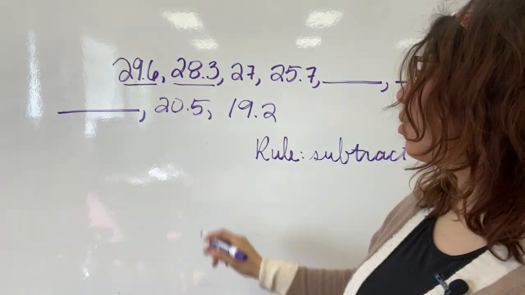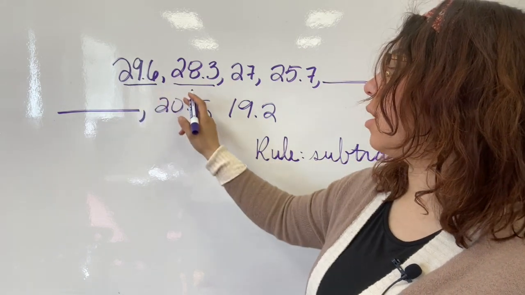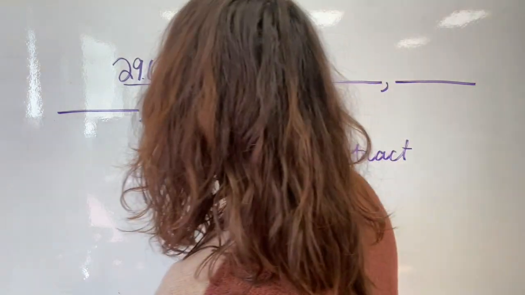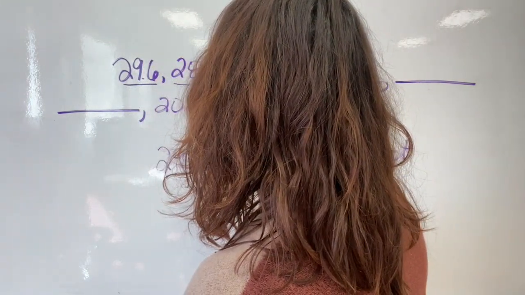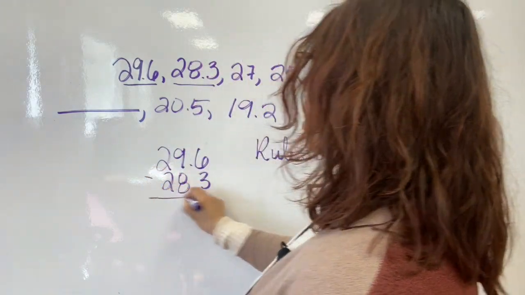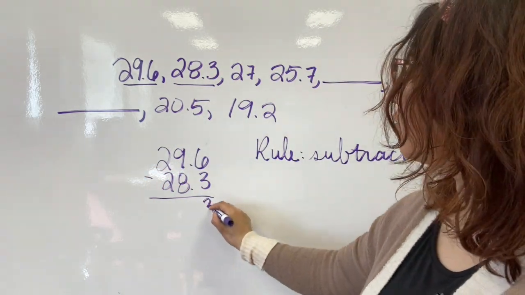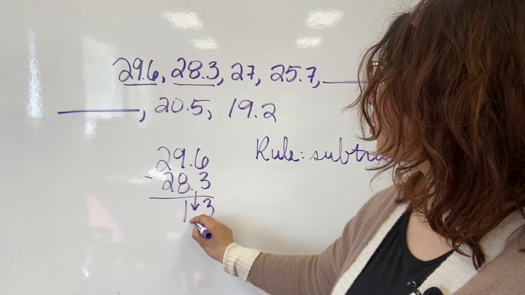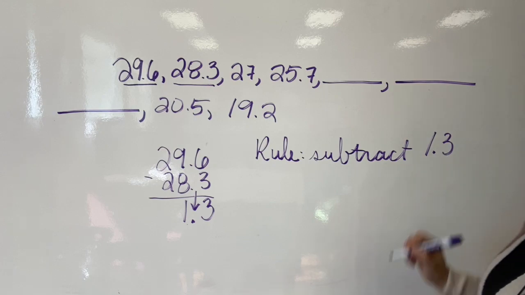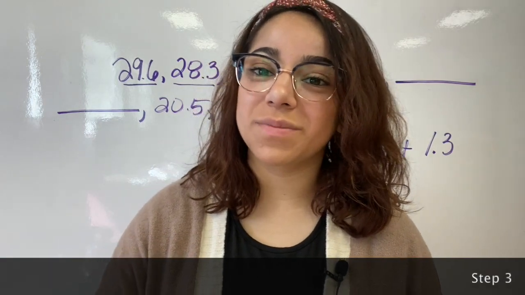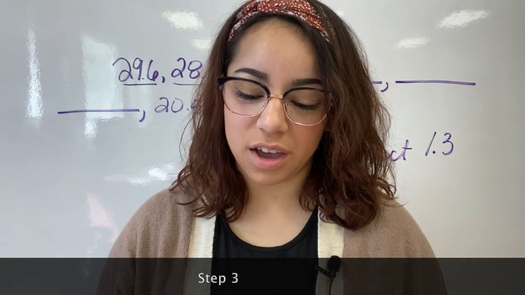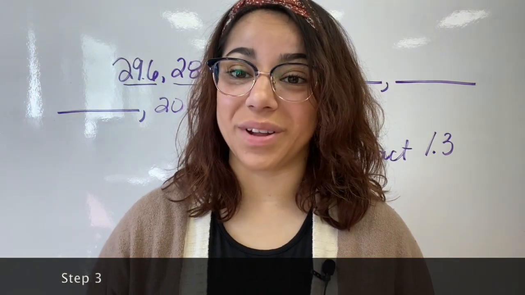To figure that out, we're going to take our bigger number and our smaller number, and we're going to subtract our smaller number from our bigger number. So I'm going to write 29.6 and 28.3 and subtract. Once I find the difference, I'll be able to know that I'm subtracting by 1.3 every single time. That brings me to step 3. It says, use your rule to find the unknown terms, then complete the sequence above.